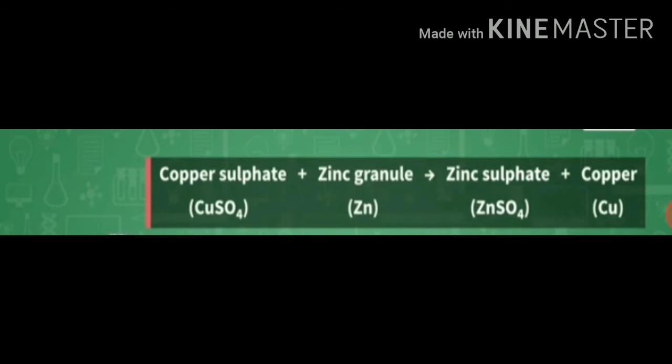The copper metal which is formed in this displacement reaction is deposited on the zinc strip in the form of a red-brown coating. So, in the above displacement reaction, zinc metal displaces copper metal from copper sulfate solution. So, the displacement reaction between zinc and copper sulfate solution occurs because zinc is more reactive than copper.